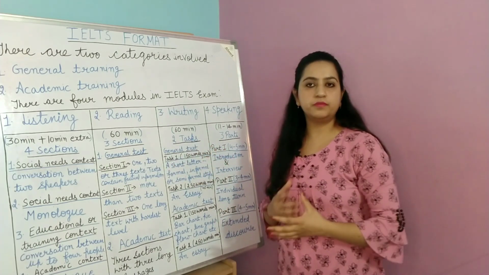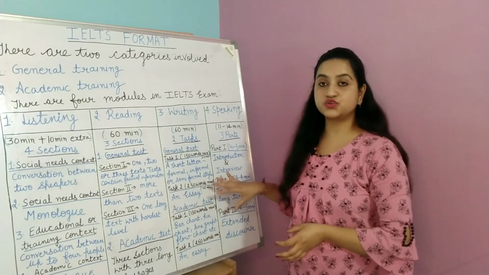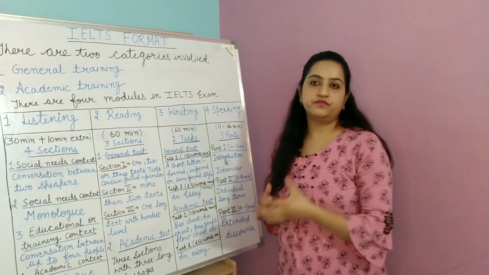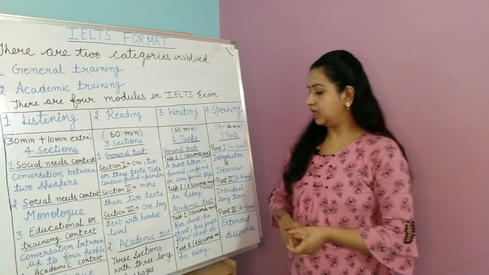In the General Training test, task 1 is a short letter. It may be a formal letter, informal letter or semi-formal letter. And task 2 is an essay topic about day-to-day life. That is children, society, family, etc.